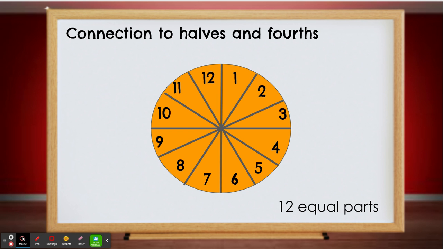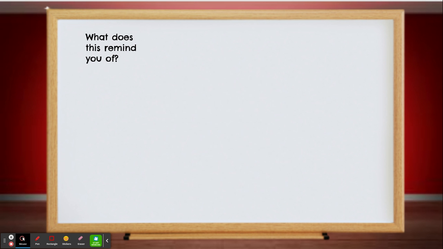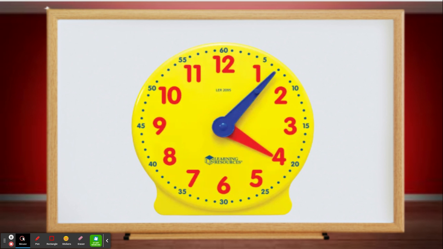Oh my goodness, boys and girls. I wonder, what can we use this for? What does this remind you of? Something you've seen maybe around the house or at school. If you were thinking of a clock, you were right. This clock is called an analog clock. And we're going to be learning about the parts of an analog clock to help us tell time.